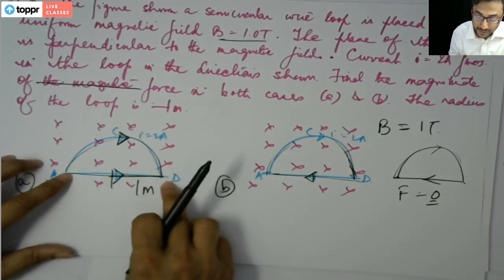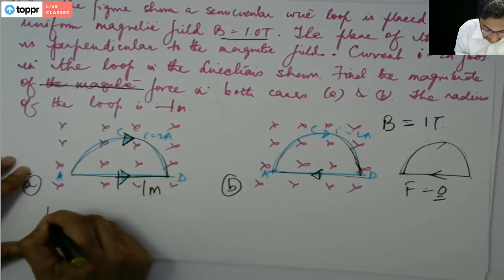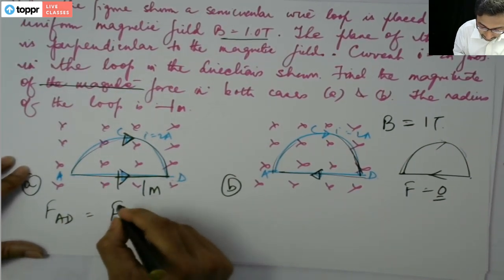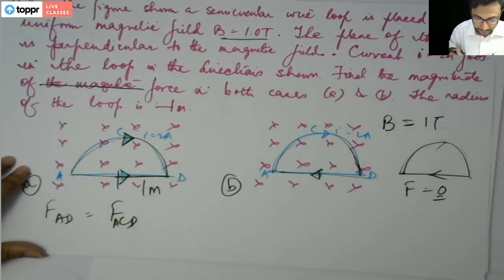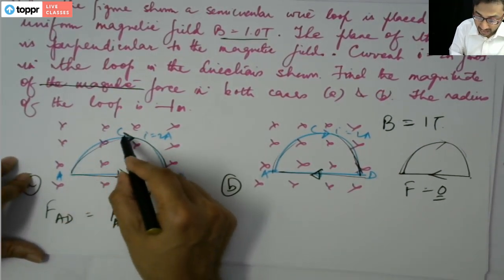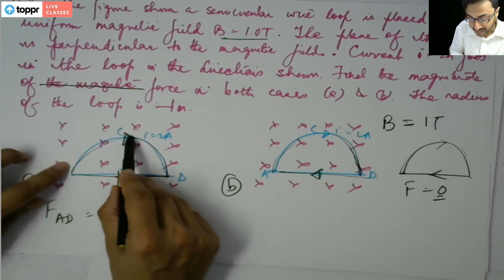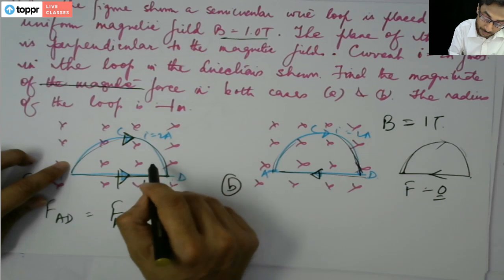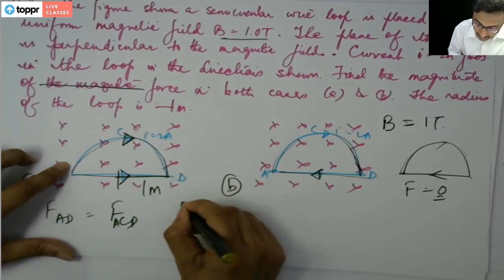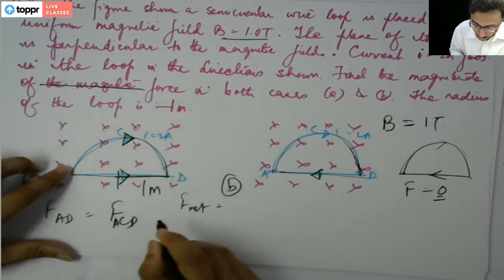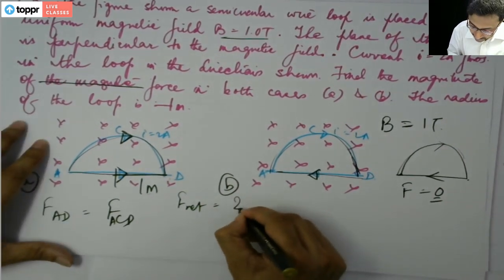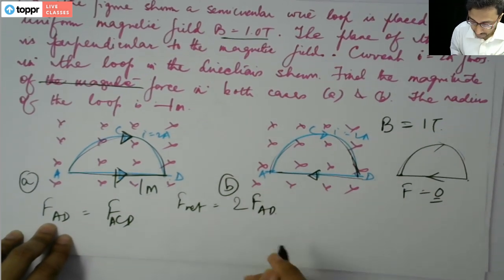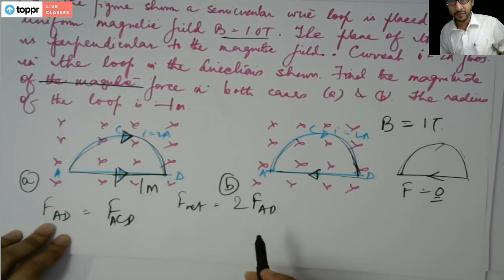And as it is a conservative force system, what will happen? F_AD will be equal to F_ACD, right? And as the current is moving in the same direction, the force generated will also be in the same direction. So the net force will be this plus this, which is nothing but 2 F_AD. Now how will we find F_AD?